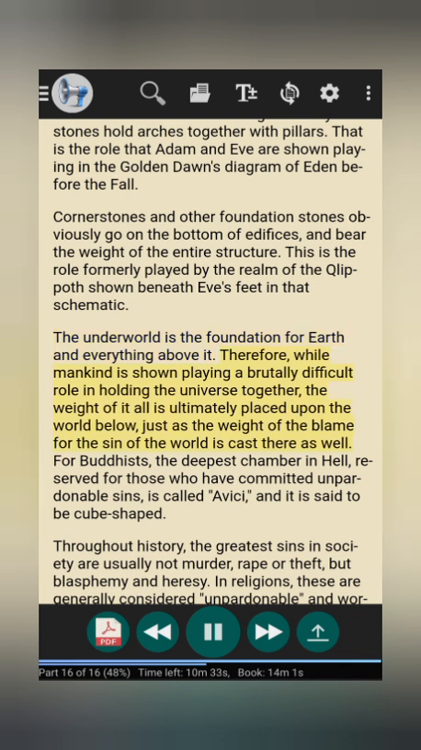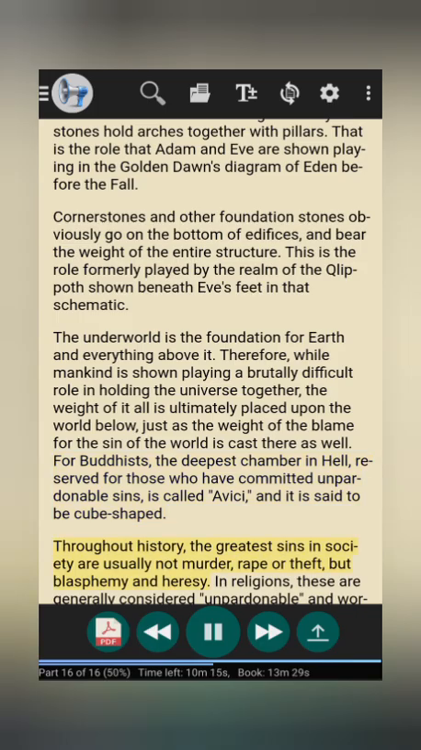Therefore, while mankind is shown playing a brutally difficult role in holding the universe together, the weight of it all is ultimately placed upon the world below, just as the weight of the blame for the sin of the world is cast there as well. For Buddhists, the deepest chamber in hell, reserved for those who have committed unpardonable sins, is called Avici, and it is said to be cube-shaped.